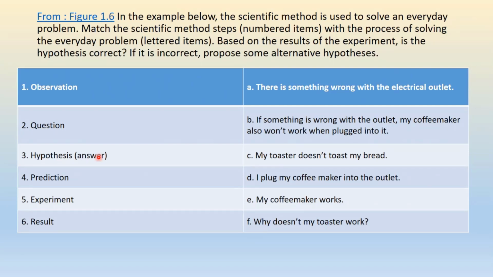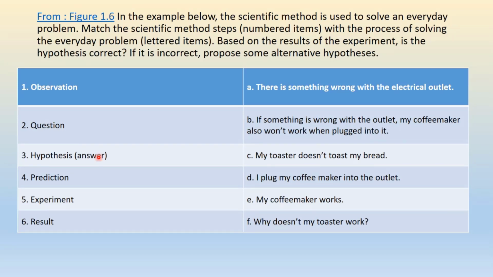3 is A. 4 is B. And 5 is D. I might actually have to go through my answers here. Anybody else? You're actually right.